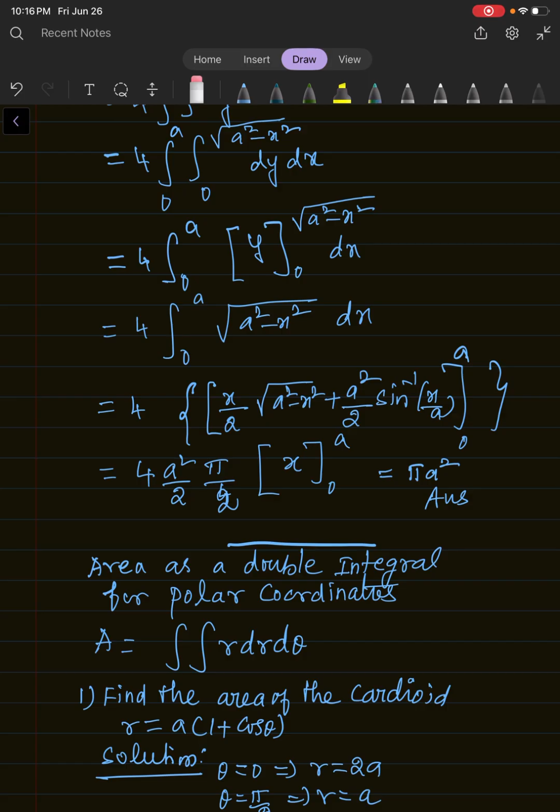When you apply the upper limit a for x, the first term a square minus a square is 0. Second term a square by 2 into sin inverse 1. Sin inverse of 1 is pi by 2. Apply the lower limit, we are going to get 0. Therefore, we are going to get the answer pi a square.